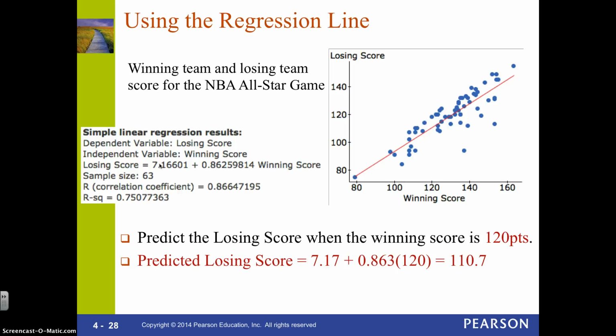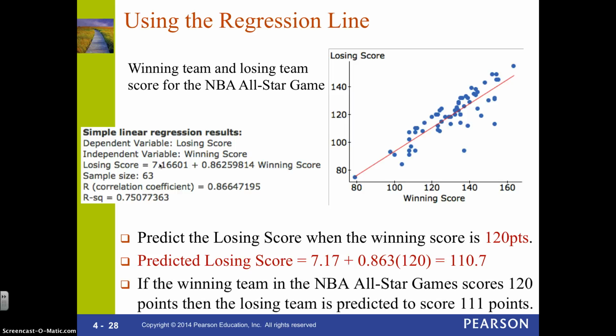But I can't score 0.7 of a point; it's actually an average, so you can say either 111 or 110. What this tells me is if the winning team in the NBA All-Star game scores 120 points, then the losing team is predicted to score 111 points. So I can make predictions based on the regression line that I've put in.